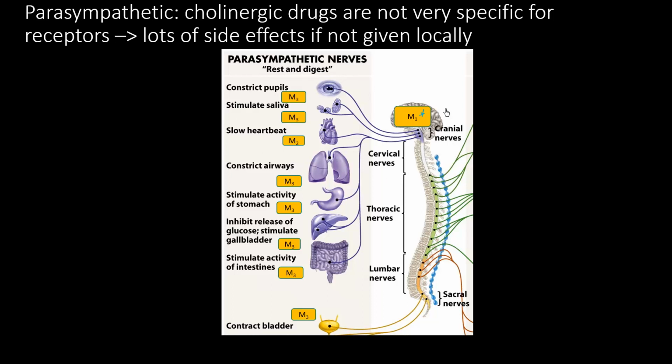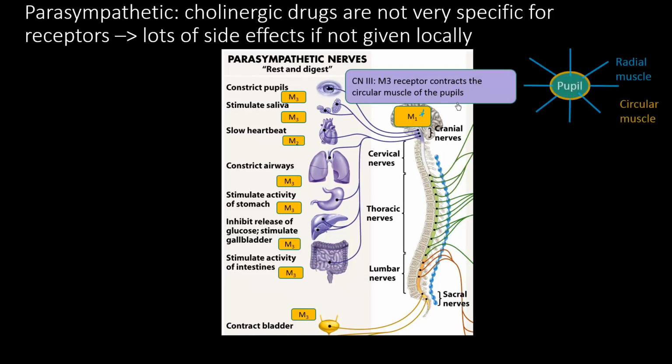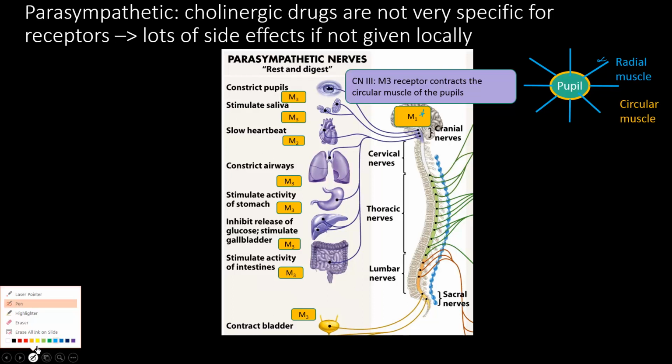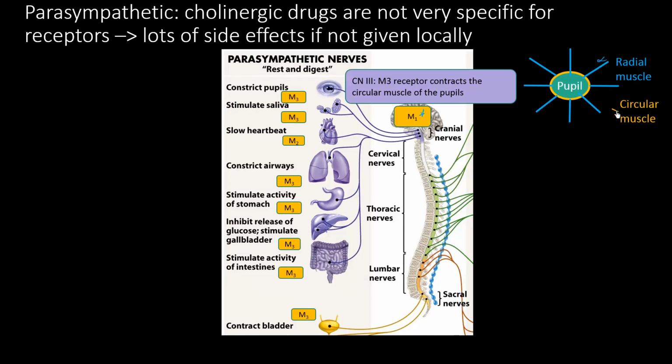So let's go through some of these, similar to what we did before. At the level of the eye, it's that M3 receptor that is contracting the circular muscle of the pupils. The radial muscle we saw was the alpha receptor. This circular muscle is working here, and this is a muscarinic M3 receptor, which responds obviously to acetylcholine. So we're going to work our way down the list here. Remember that saliva and all secretions are acetylcholine and muscarinic receptors.